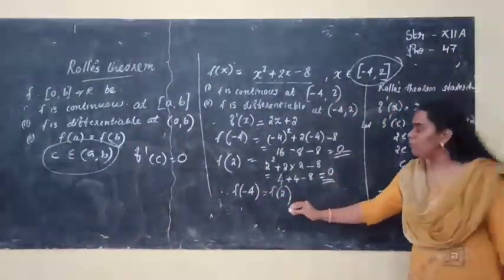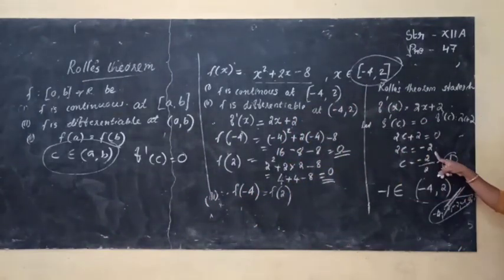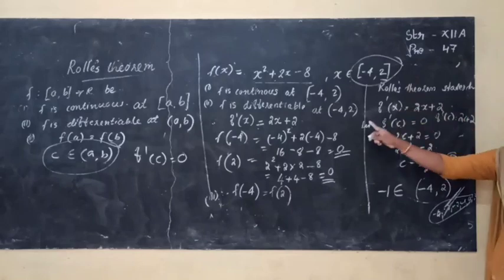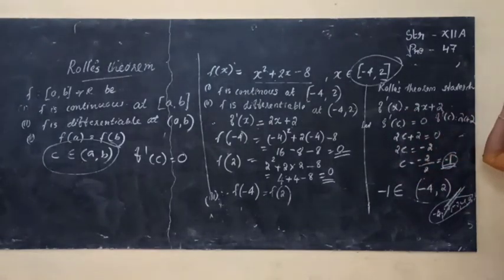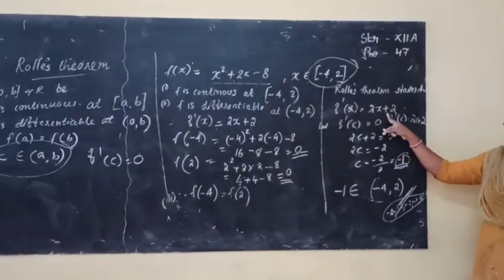Three conditions of Rolle's theorem are verified. Now let us check. Rolle's theorem states that if these three conditions are satisfied, there exists a c such that f dash c is equal to 0. f dash of x is equal to 2x plus 2.